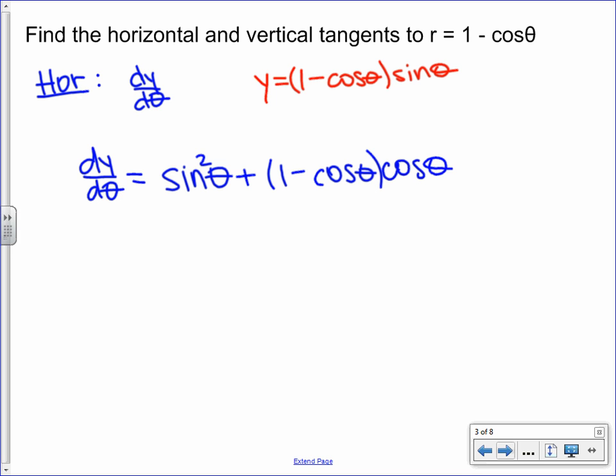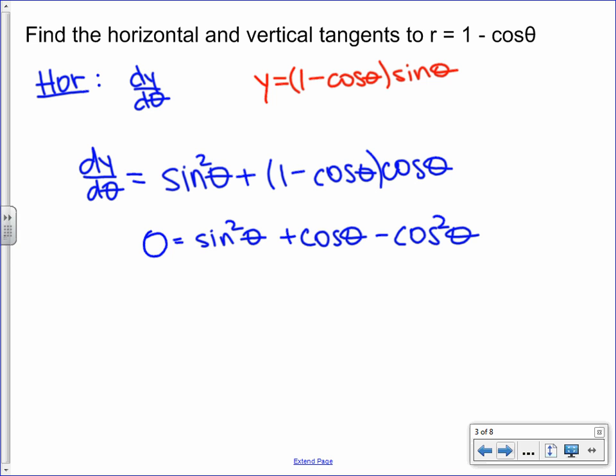So we are working with sine squared plus cosine minus cosine squared. And what do we want to do with this equation? Set it equal to 0. How will we do that? Well, there's a squared, so it must equal 1. If it was sine squared plus cosine squared, it would be a fabulous 1, and we can just do 1 minus cosine squared too.